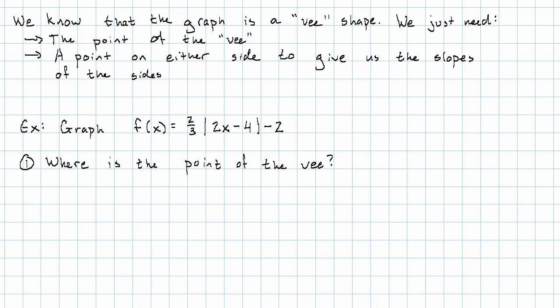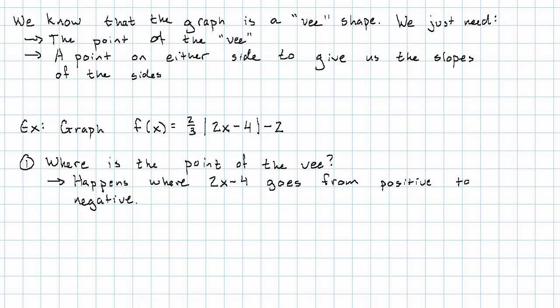Well, remember from our original exploration of the graph of the absolute value that that point happens where the number inside the absolute value goes from being positive, so the absolute value leaves it alone, to being negative, so the absolute value takes its opposite. Here we want to know where 2x minus 4 goes from positive to negative. 2x minus 4, because that's what's inside the absolute value.